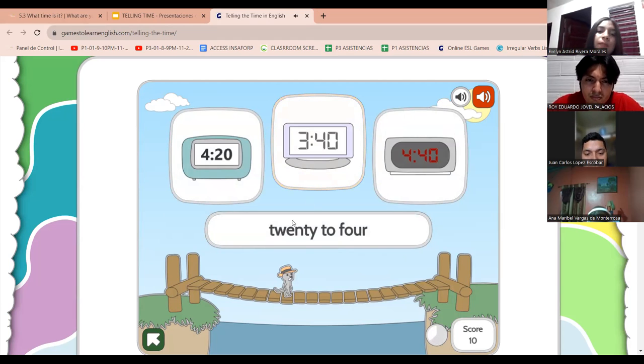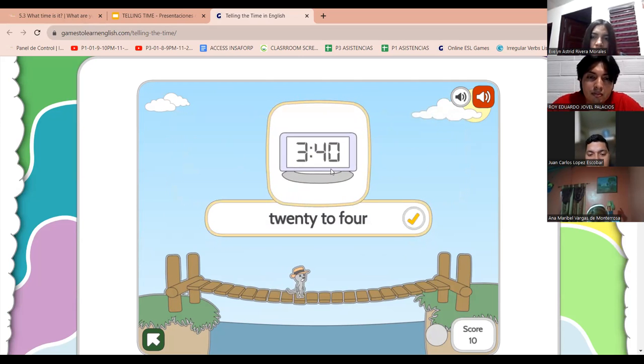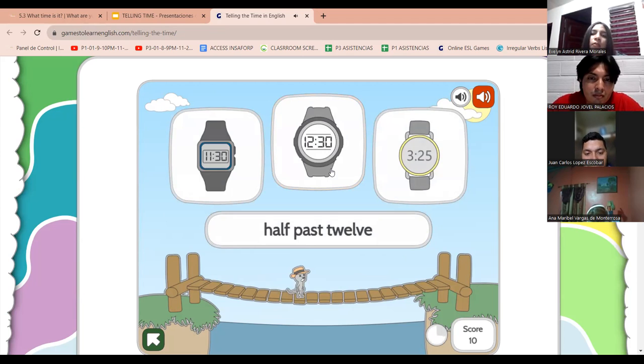Okay. 22. Four. Number two. One. I know. Two. Option two. All right. It's half past 12. Half past 12? That's it. The first. Option two. In Spanish, half past 12? What time? Three media.